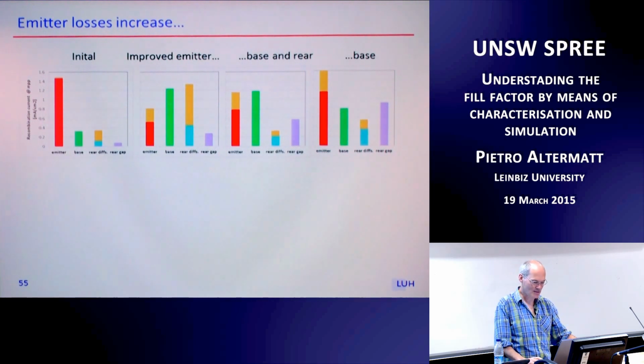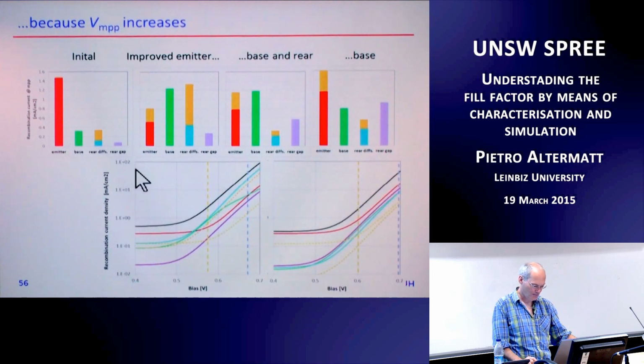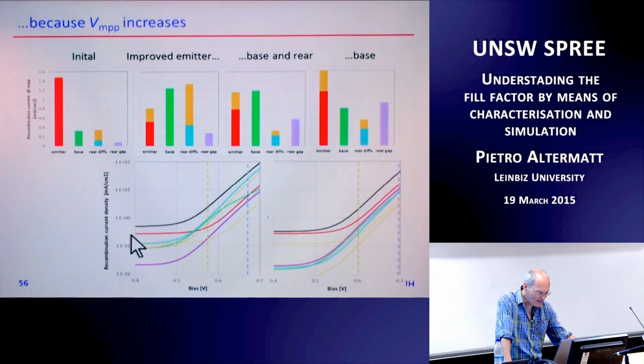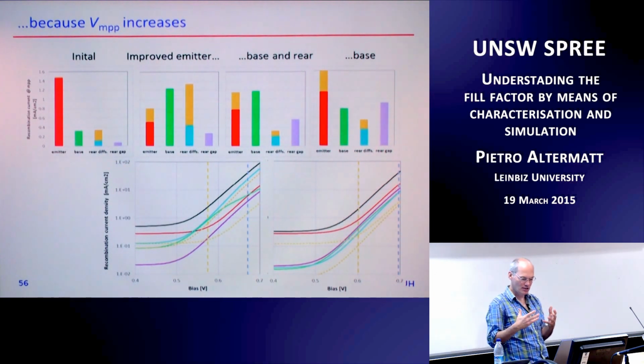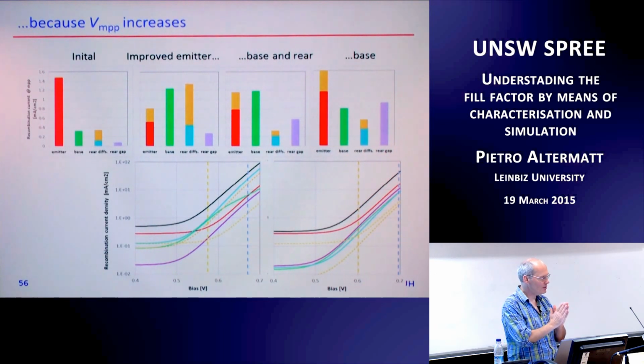And the reason is, when you improve a PERC cell, your VMPP, your maximum power point, actually improves. Look, that red line here, this is the losses in the emitter, is nearly exactly the same as that red line here. But MPP is higher, and the losses increase exponentially. I mean, this is a logarithmic plot, don't forget it, huh? So you got an exponential increase of recombination losses when you improve your cell due to VMPP that increases.